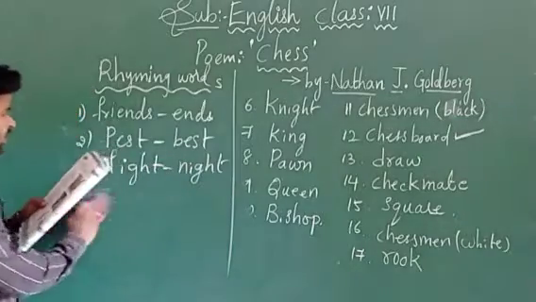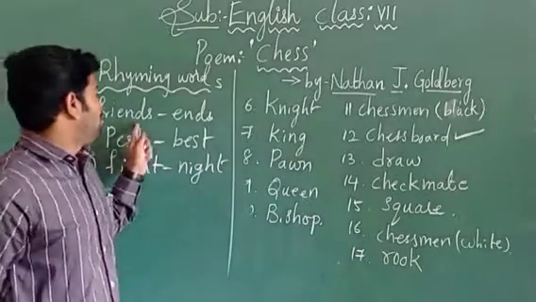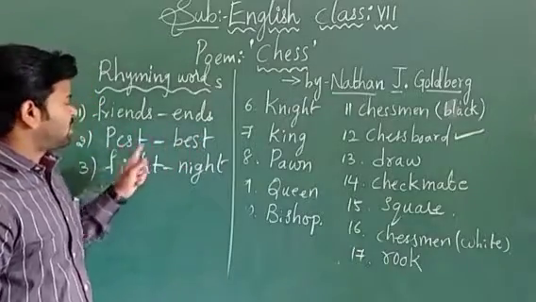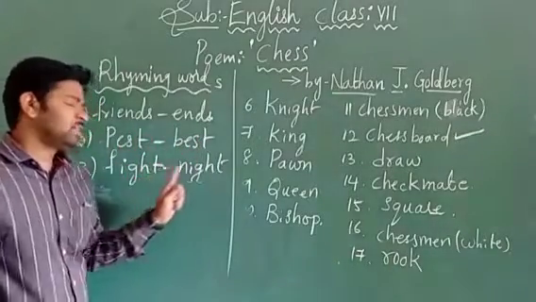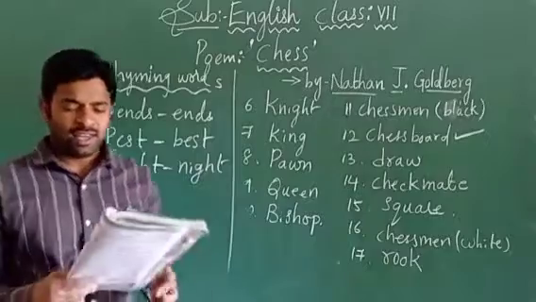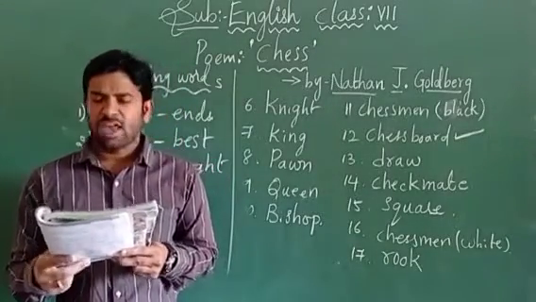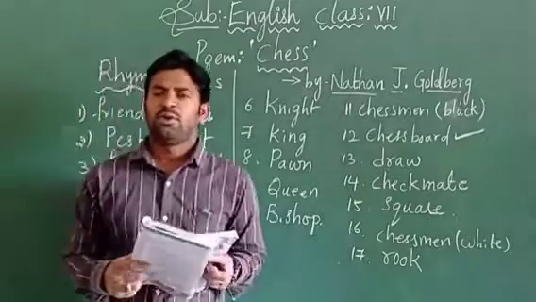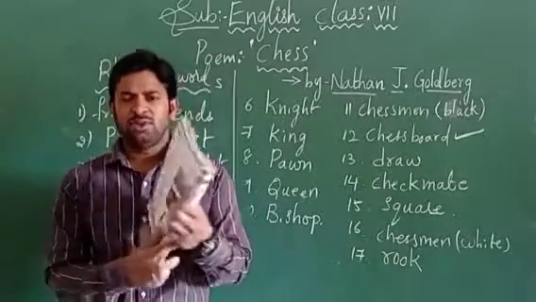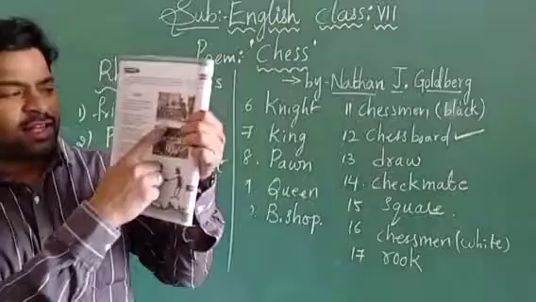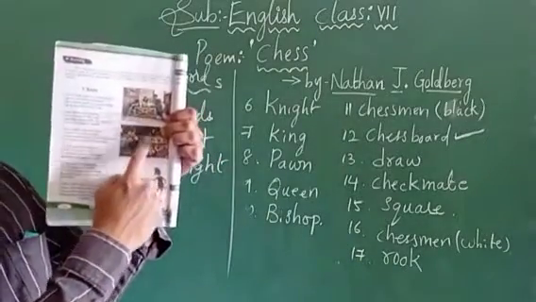Okay, only three rhyming words we are going to find here. Friends, ends. Pest, best. Fight, night. So these are the three rhyming words which we have come across in our poem, children. So I hope everybody has understood. I think so. So these are the players, children. These are the people who are playing.